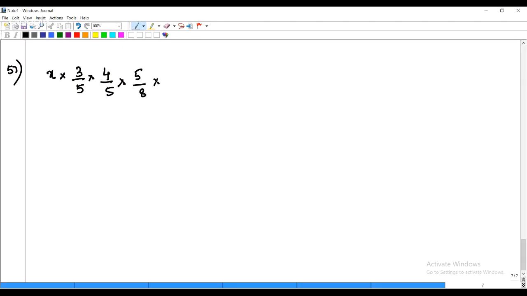10% of the remaining amount on entertainment, which means 90% will be left. Again 10% of the remaining for conveyance, so 90% is left. 40% of the remaining for his own PhD work. So I would say 60% is left, which is 3/5.